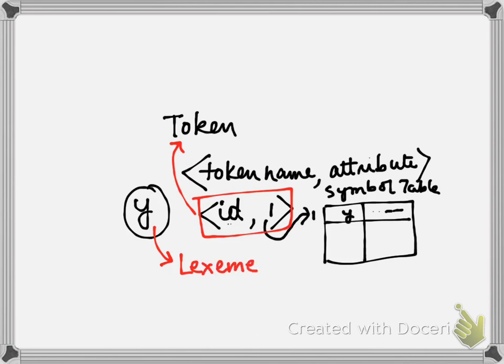I hope the spelling is correct. So y is a lexeme, and this thing here is an identifier token. So a token has the name or the class to which the lexeme belongs, and a pointer to the entry in the symbol table where this lexeme is entered. So this is a token.